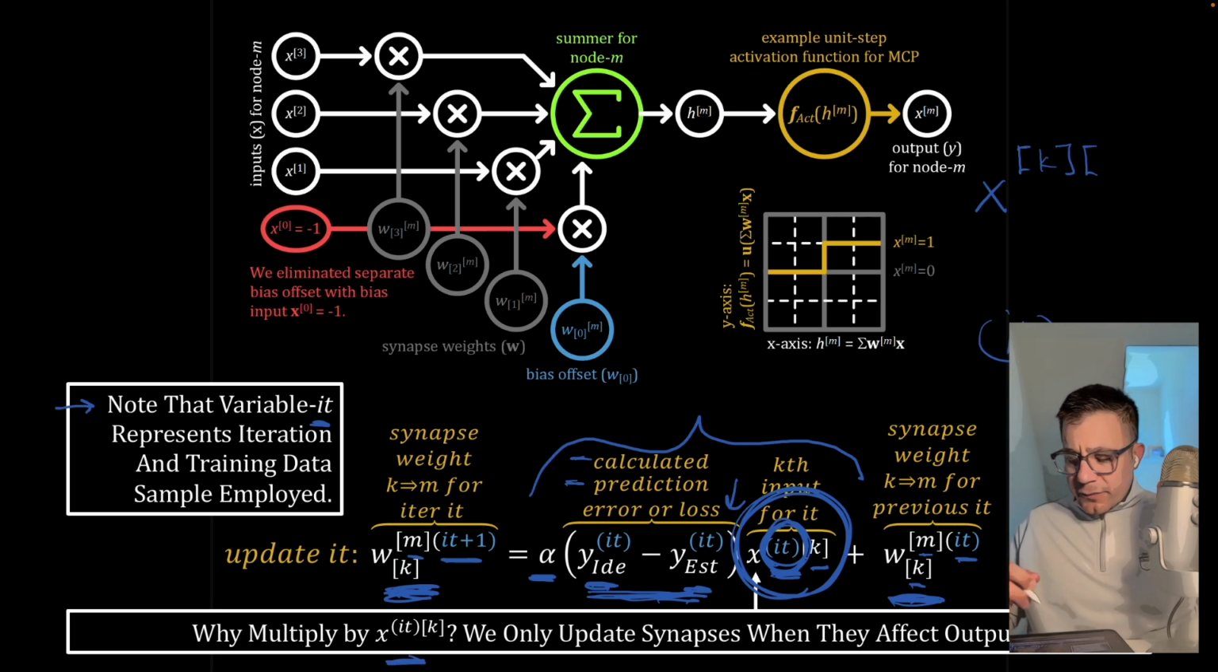And there's a very clear reason for that. We only want to update synapses and synapse weights when they affect the output, right? So if this value right here is a 0, then what that means is that this synapse weight doesn't have any effect on the answer, and therefore we don't want to update it. So now let's take a look at an example. I think it'll clear up a lot of the questions that you may have.